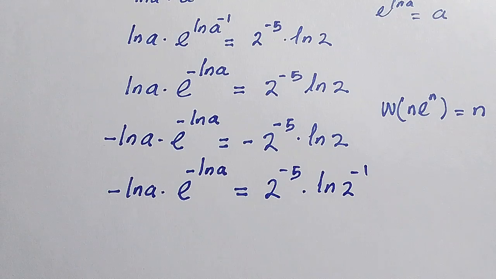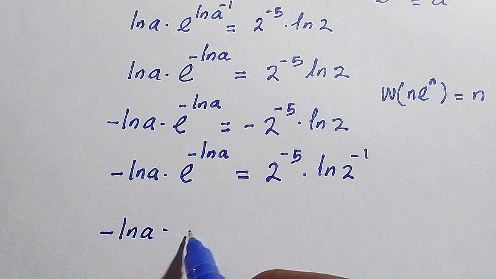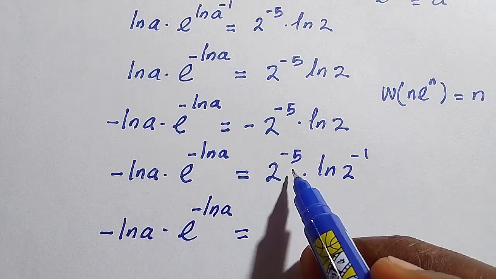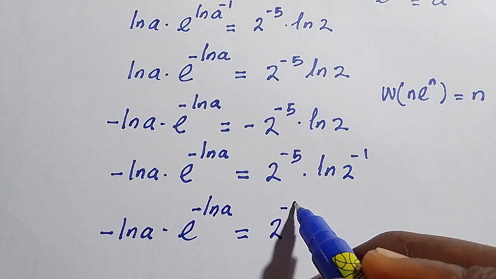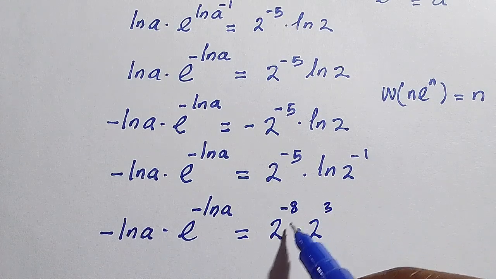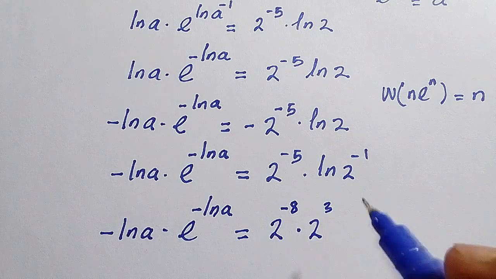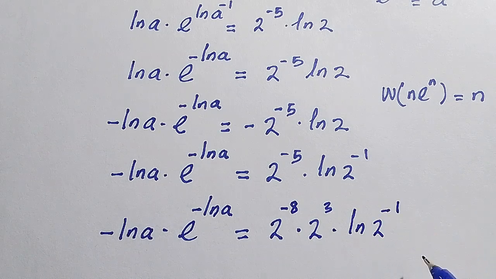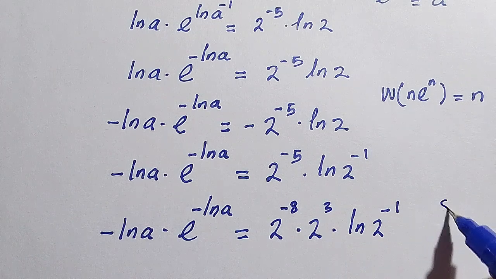Okay, so here we have minus ln a multiplied by e raised to the power of minus ln a equals, from here, if I write this thing as 2 to the power of minus 8 multiplied by 2 to the power of 3, we agree that this is still the same thing as 2 to the power of minus 5, right? So multiply by ln 2 to the power of minus 1. And 2 to the power of 3 here is just like 8.